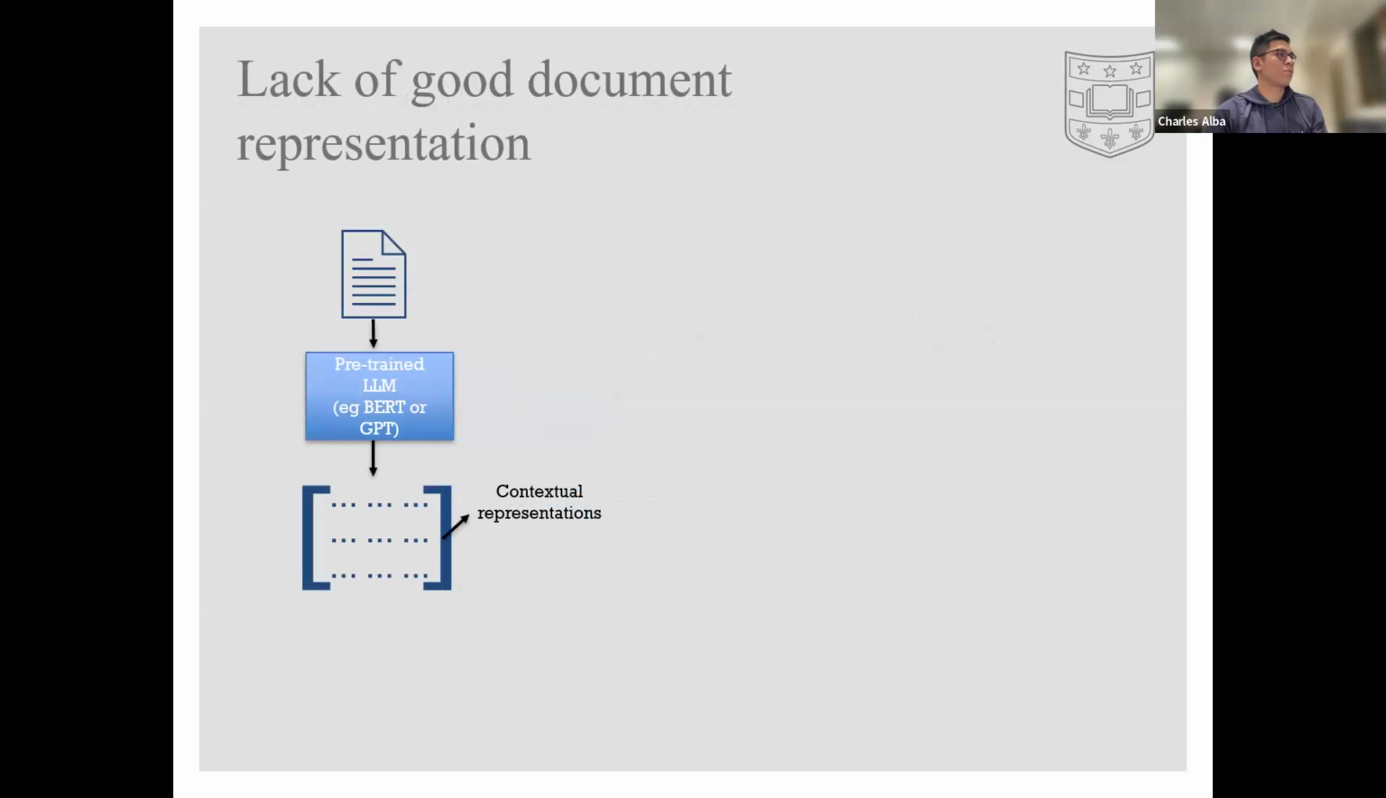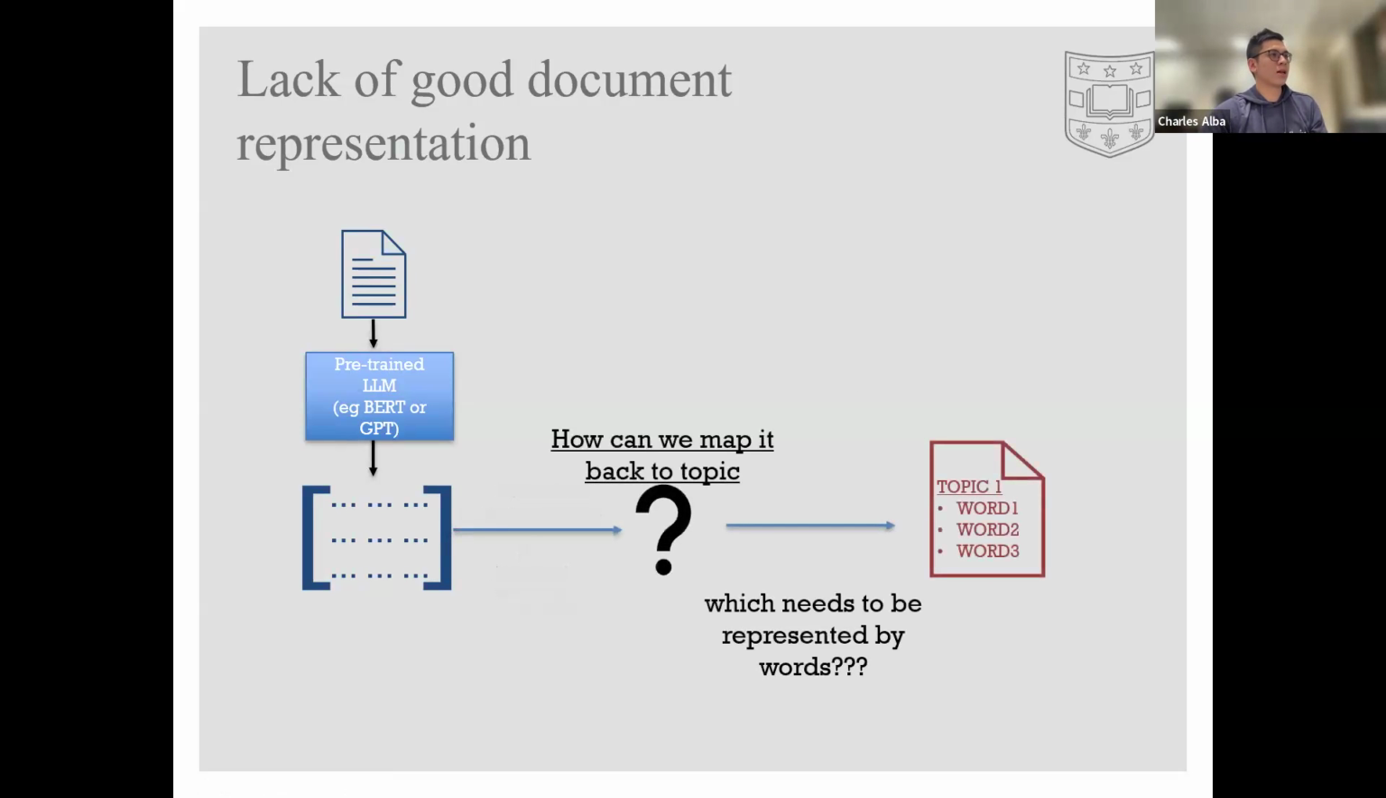And then there's the lack of good document representation. What I mean by this is, as I said earlier, many of these large language models generate contextual representations, which means that they generate essentially a matrix which has context embedded in it, right? So it represents context, not words. That's the very important thing. And the problem is that if you have topic modeling, you eventually want to map it back to words, because topics are represented by words from your documents. So you want to map it back.